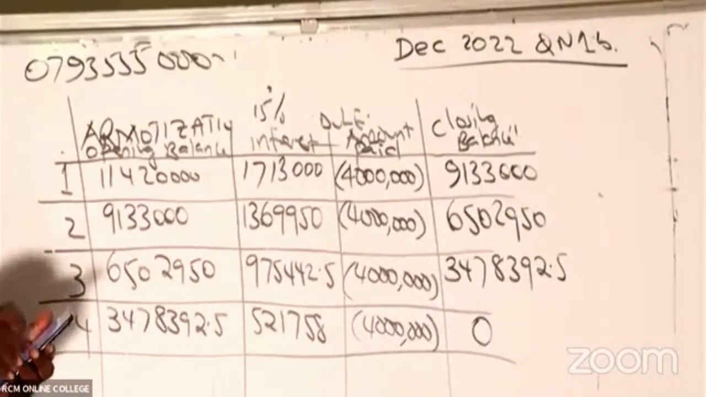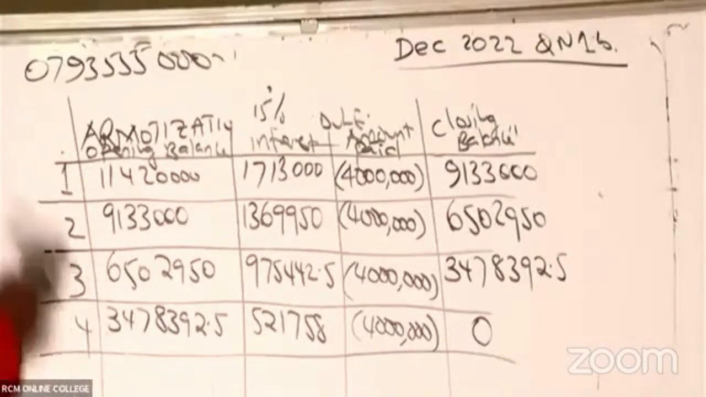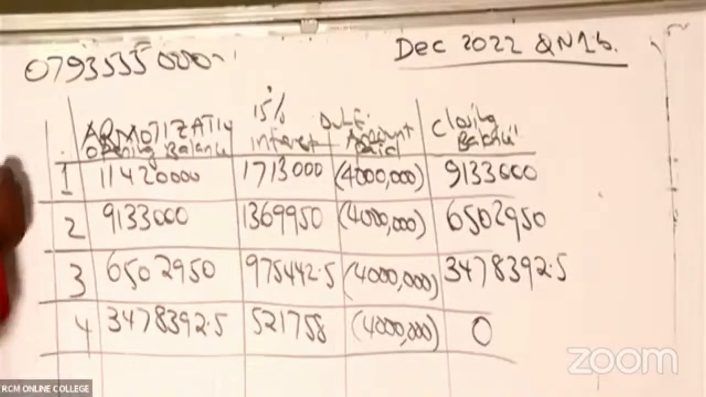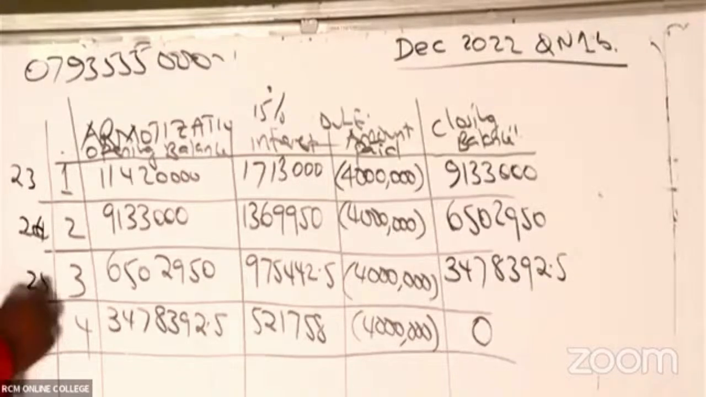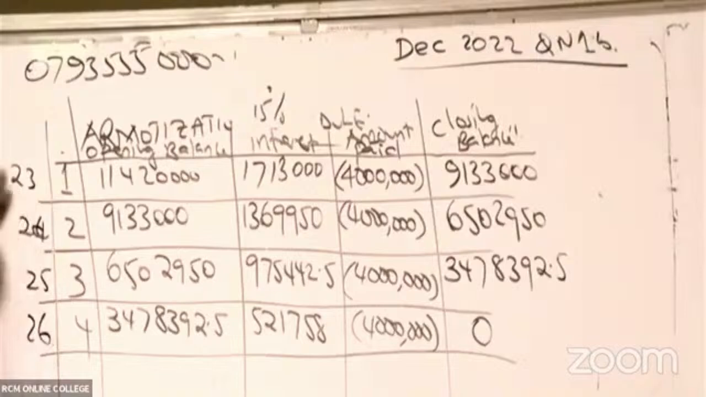So remember, this is 2023. This is 2024. It's good to indicate the actual years. We have here 2025, and we have here 2026. Although even if you leave them like that, there's no problem.